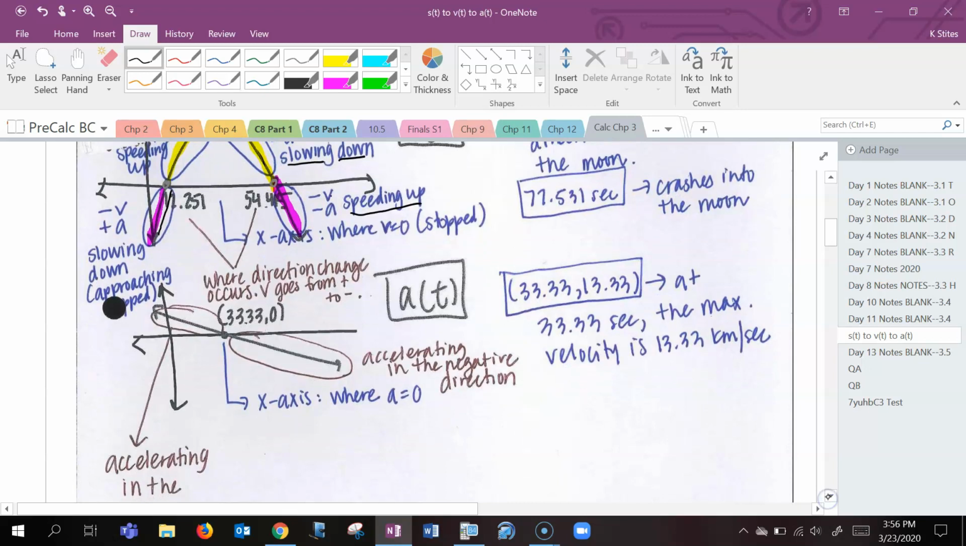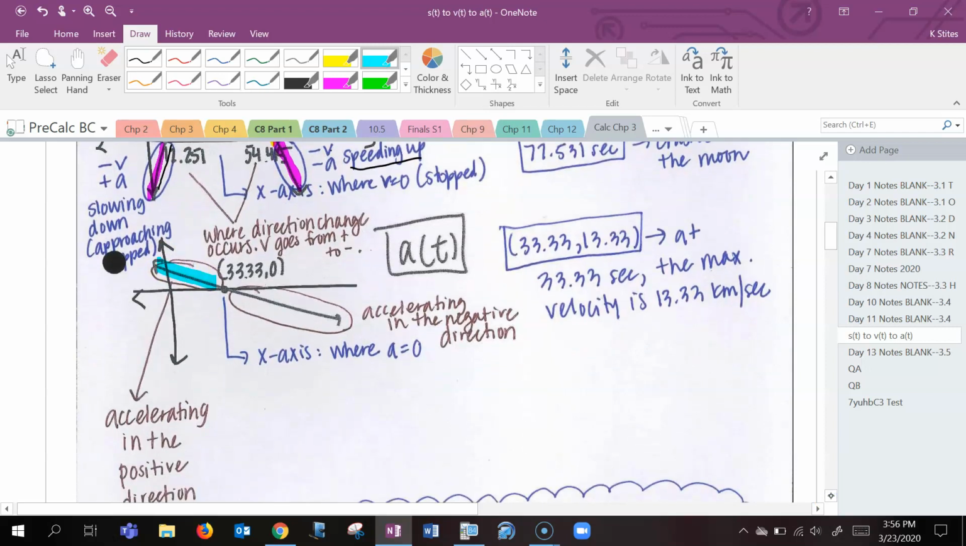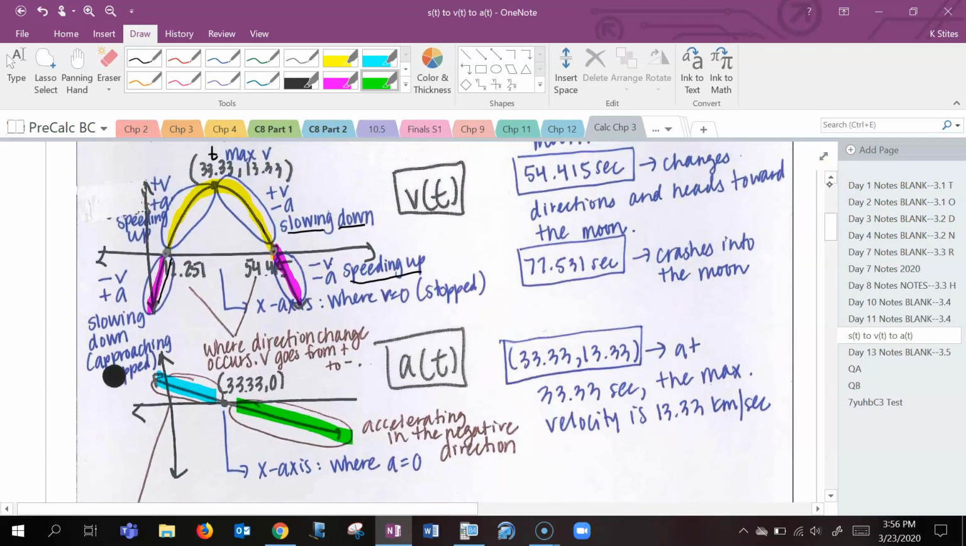With this acceleration graph, I don't do a whole lot other than note that up until 33 seconds, we're accelerating in the positive direction, and after 33 seconds, we're accelerating in the negative direction. The 33.33, which we can also see represented in the max here, is the time at which we have our max velocity. The actual maximum velocity would be the 13.33.